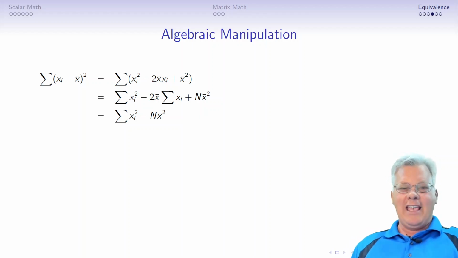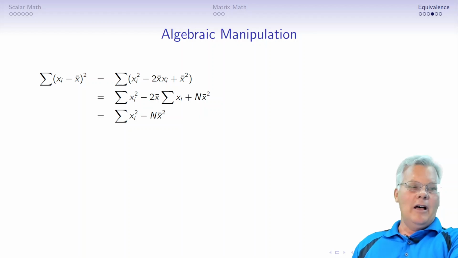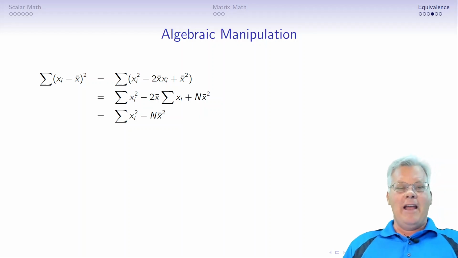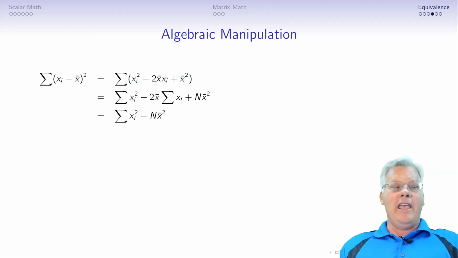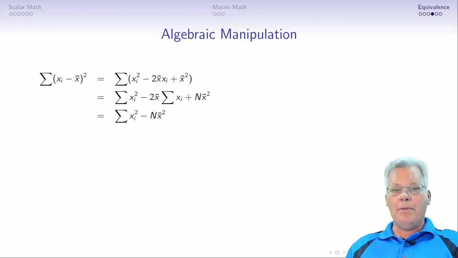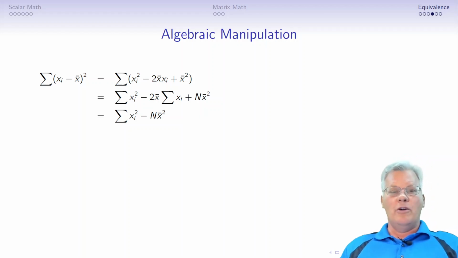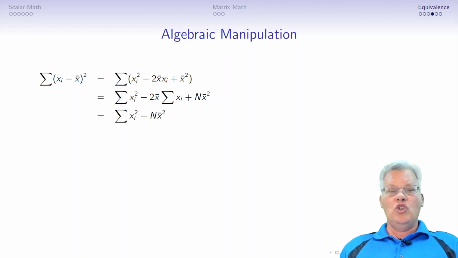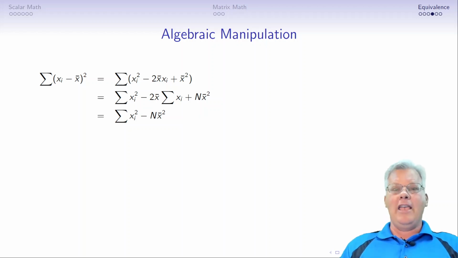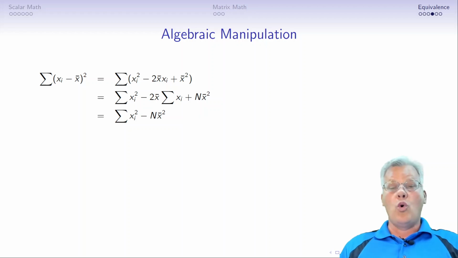So the first thing I can say is the sum of xi minus x bar quantity squared, which you remember was the denominator of the OLS slope. If I square each of those individual terms, I get the expression on the right-hand side of the equality on the first line. So I get the sum of each individual xi quantity squared minus 2x bar x sub i, and then plus x bar quantity squared.